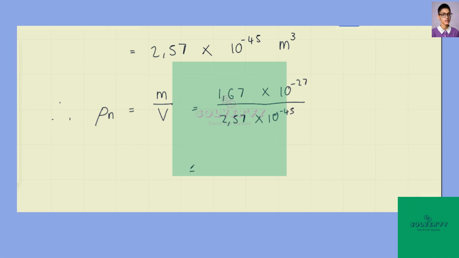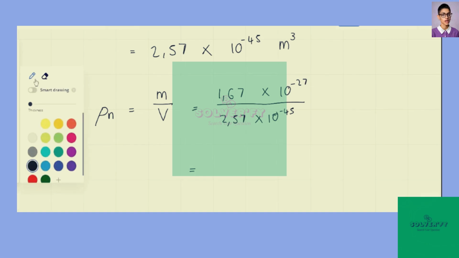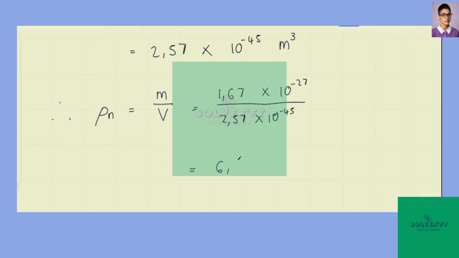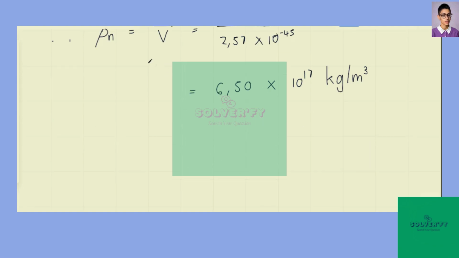And hence we get the nuclear density to be 6.5 times 10 to the 17, and this is in kg per cubic meter. So now we have the nuclear density of the proton.